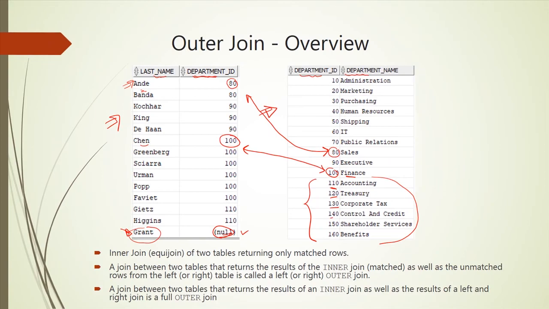The outer join will return the matched data, which is the output of the inner join, as well as the unmatched data from the first table, which is called in this case the left outer join, or the unmatched data from the second table, which is in this case called right outer join. Or if we want to return the unmatched data from the first table and the unmatched data from the second table, this is called full outer join.